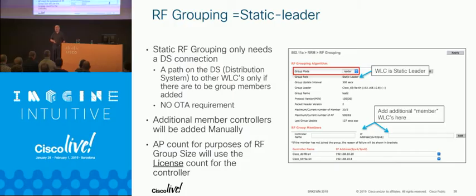The other major difference is RRM used to operate based on the license count of the controller. In fact, up through version 7, if you had a 500 license count on the controller, then it assumed you had 500 APs. And there are limits to the number of APs that you can have under the same RF group. Those limits have increased, but they're still very real.